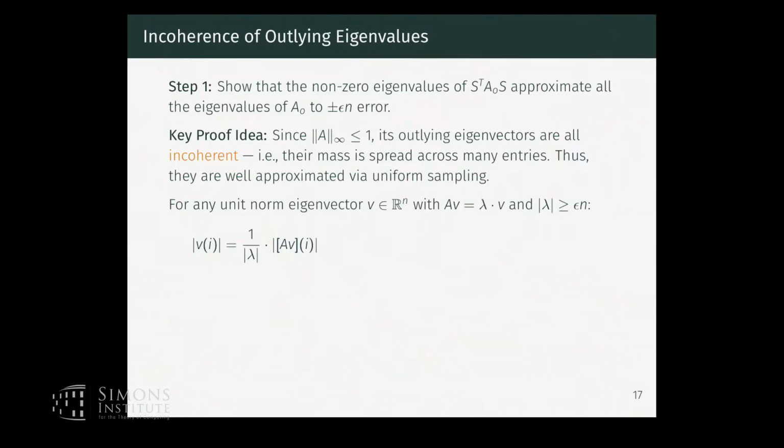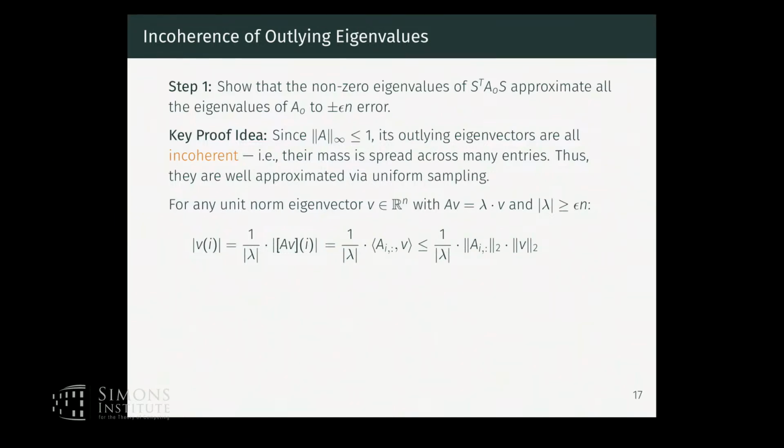So this is not super hard to prove. Let's take any unit norm eigenvector. I know that A times v is equal to lambda times v. That's what it means to be an eigenvector. And I also know that lambda is big. It's at least epsilon n in magnitude, right? What this means is that the ith entry of v is 1 over lambda times the ith entry of Av, right? Because I just divided by lambda on each side.